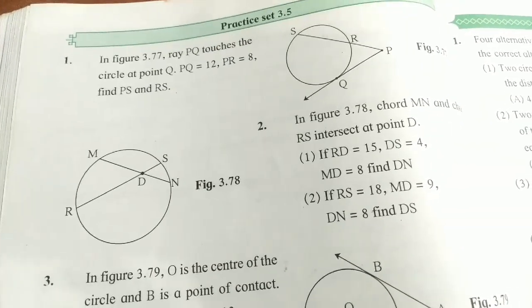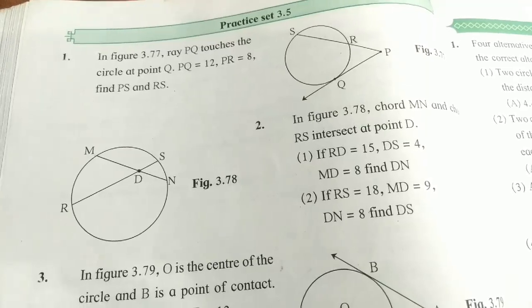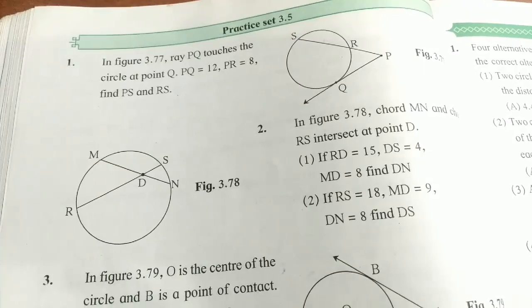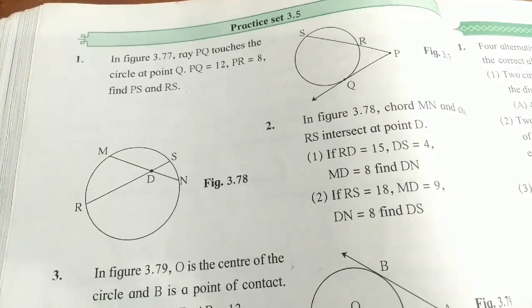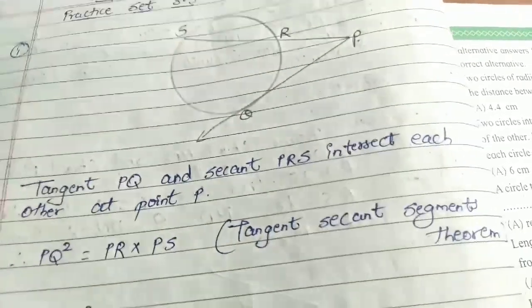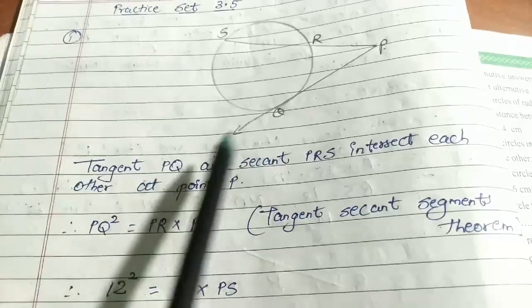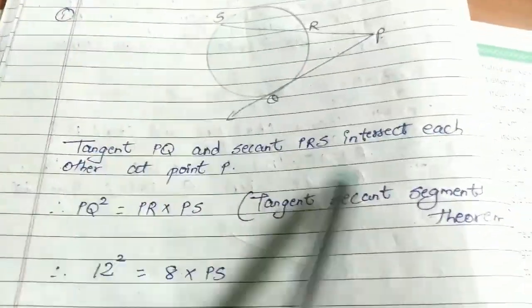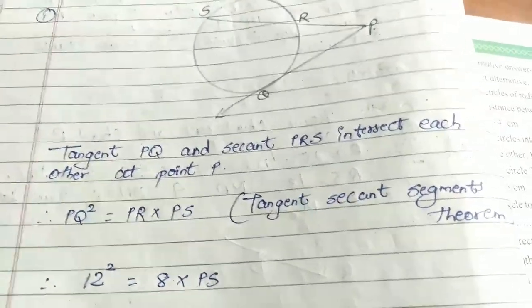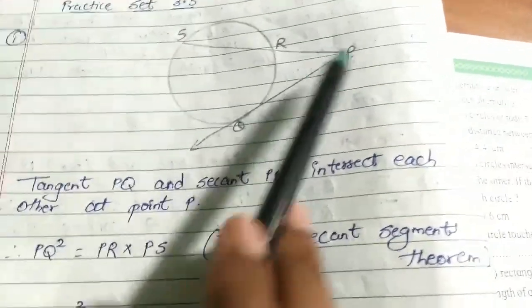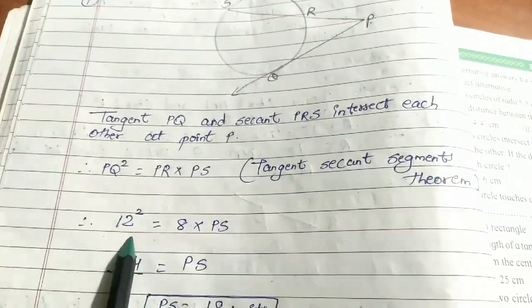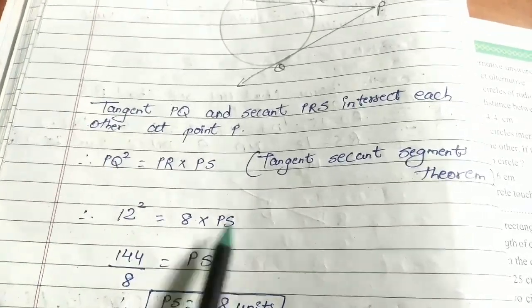Practice set 3.5, sum number 1. In the figure, ray PQ touches the circle at point Q. PQ equals 12, PR equals 8. Find PS and RS. You can see tangent PQ and secant PRS intersect each other at point P. So by the tangent secant segment theorem, PQ square equals PR into PS. PQ equals 12, so 12 square equals 8 into PS.